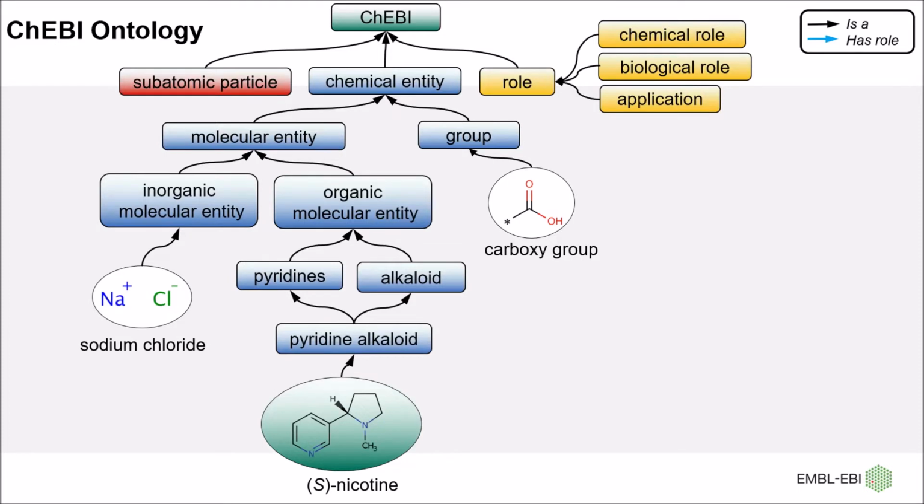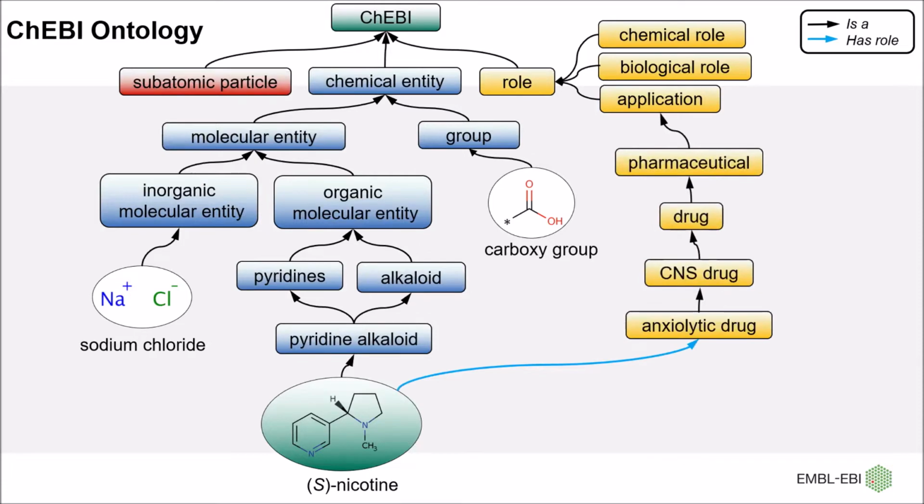Here, I'm just showing a single is-a parent relationship, but some of these chemical entities will have multiple is-a relationships. But a chemical entity may also have some sort of function. For example, S-nicotine has role as an anxiolytic drug. And here we actually link the chemical entities not only to the molecular structure ontology of ChEBI, but also to the role ontology. But we also have at least 8 different chemistry-specific ontology relationships in ChEBI as well.